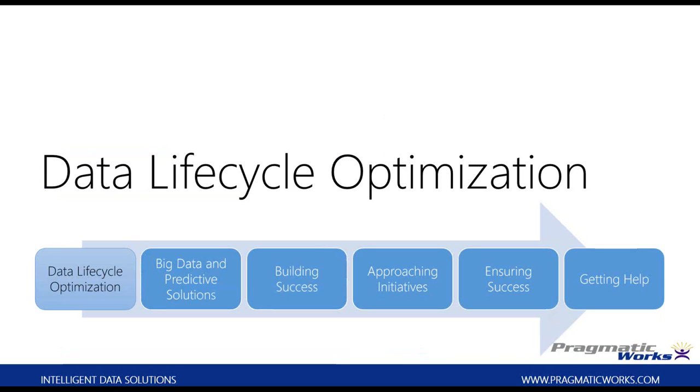Data lifecycle optimization is a process that we use at Pragmatic Works that basically bridges the gap in maturity between the different areas that you're going to want to use data in.